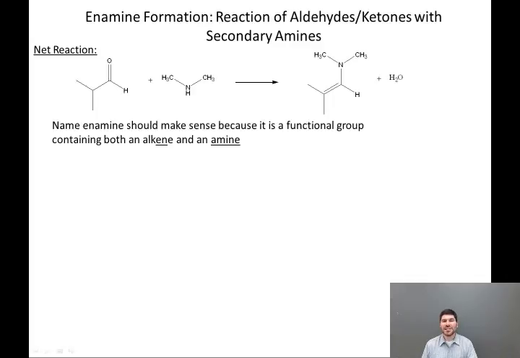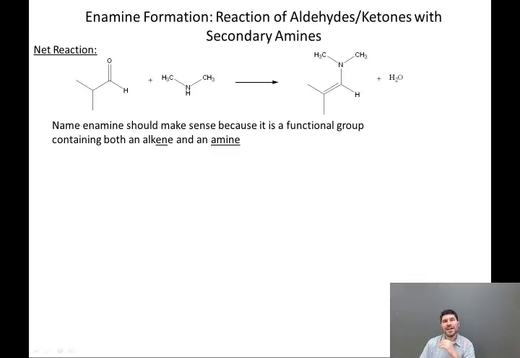And the product is called an enamine, and that should make sense because, as you can see, it's a functional group containing both an alkene and an amine, where one of the alkene carbons has the amine nitrogen coming off of it. And then, as we will see, water is a byproduct of this reaction, just like water is a byproduct of the imine formation reaction.